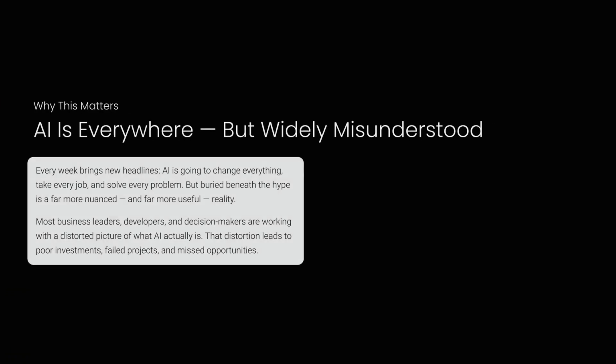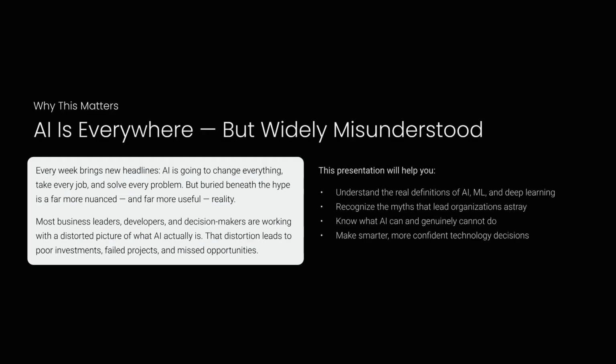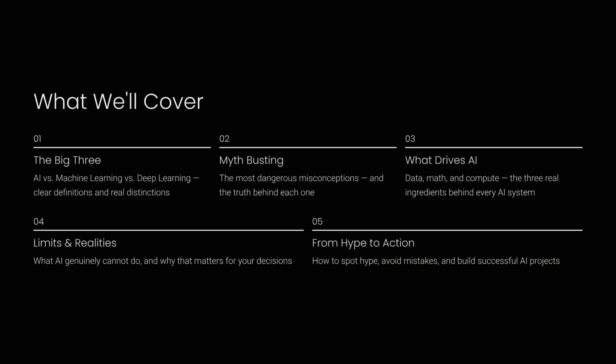AI is everywhere, but it is often misunderstood. Every week, headlines claim it will change everything, but the reality is more nuanced. This video will help you understand the real definitions, recognize myths, and make better technology decisions. In this video, we will cover the differences between AI, machine learning, and deep learning, debunk common myths, explain what drives AI, look at its real-world limits, and discuss how to move from hype to successful action.